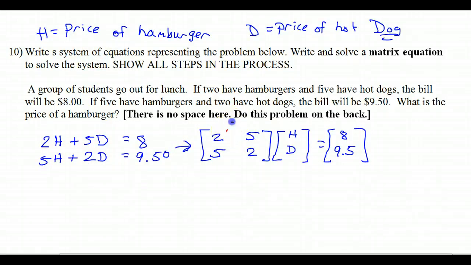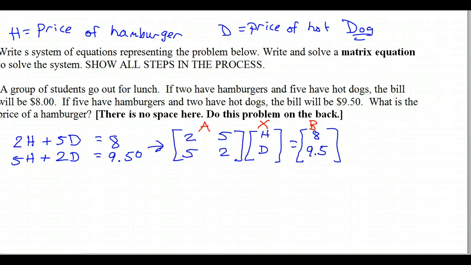Let's label this. You must label this. So this is matrix A, this is matrix X, and this is matrix B. That is mandatory. Do not skip that. So far we have A times X is equal to B, which means that X will equal A inverse times B.